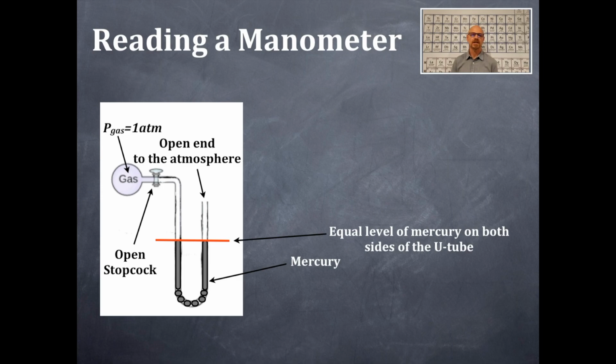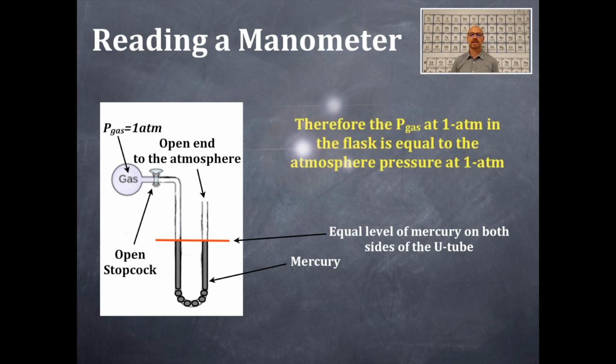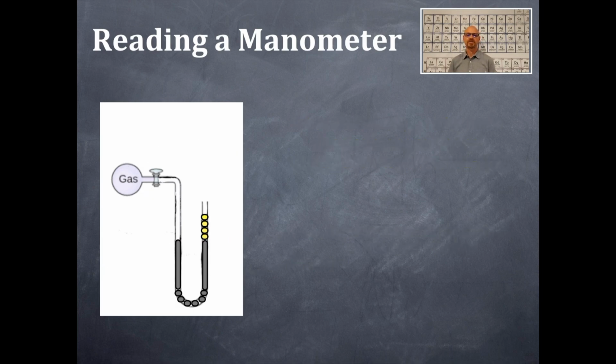So what does this mean when you have the gas pressure in the flask at 1 atmosphere and it's open to the atmosphere on the U-tube end? It means the following: that the pressure in the flask at 1 atmosphere is equal to the atmospheric pressure, and that's also 1 atmosphere. All right, let's do another example.